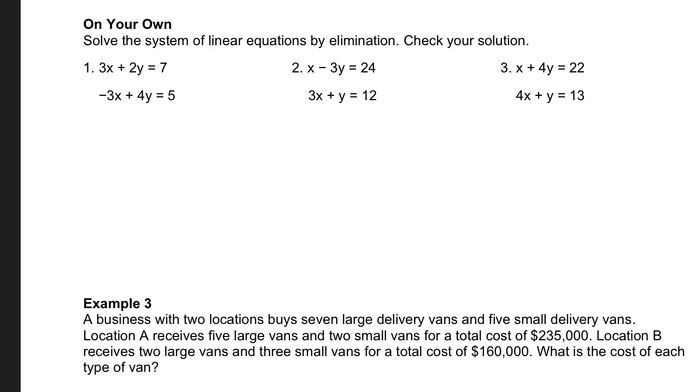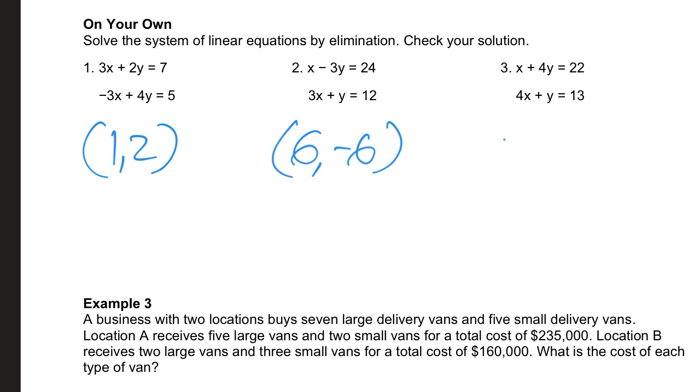All right, now that you've done those on your own, number one is going to be (0.1, 2). Number two is (6, -6). And number three is (2, 5).